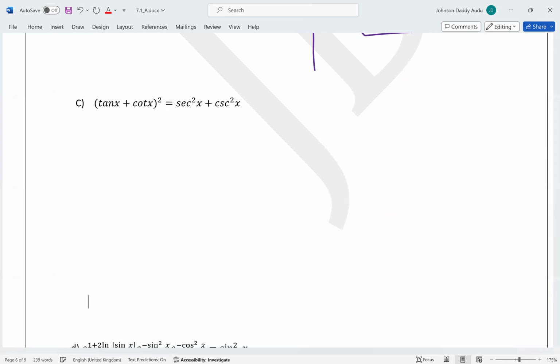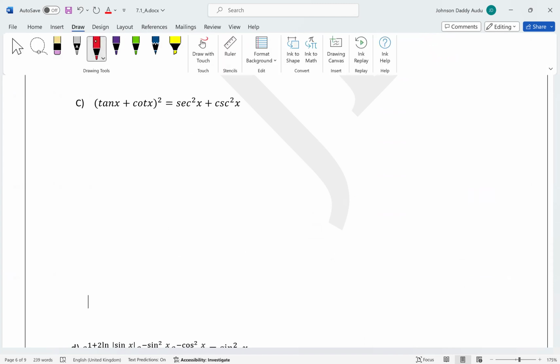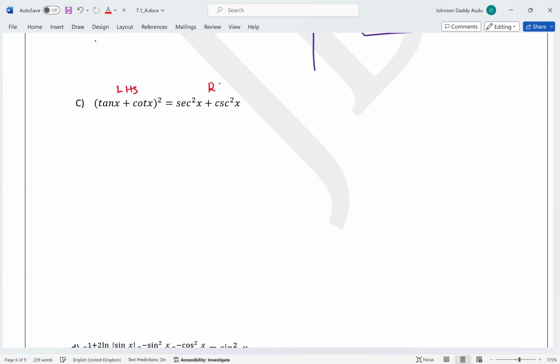Now, for C, you have to take a look and see which side will be easier, then just go for it. Here, this is the left hand, right? And this is the right hand. So I'll take the left-hand side. I think it's much easier. You have tan x plus cot x all squared. So this is just by expansion.